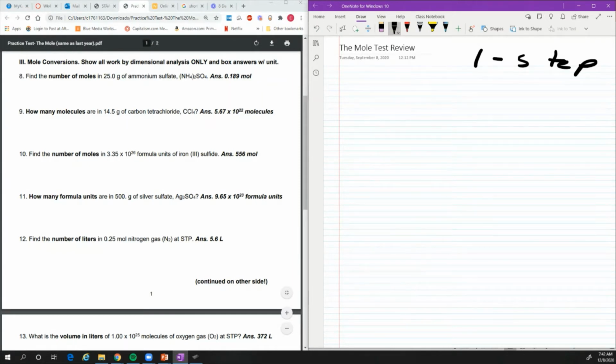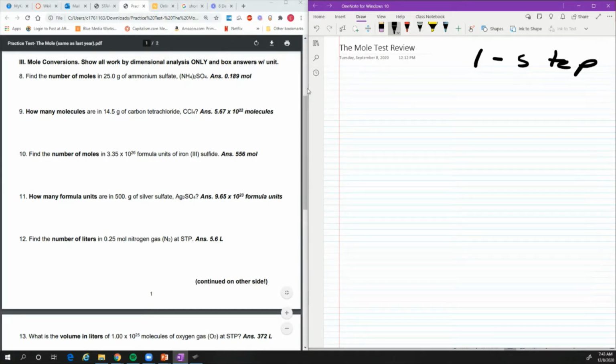If you look at number 9, how many molecules are in 14.5 grams of carbon tetrachloride? That doesn't have the word moles. Moles and molecules are not the same thing. So you know that this is going to be a two-step problem. And we'll get to this one in just a second. I wanted number 8 first.